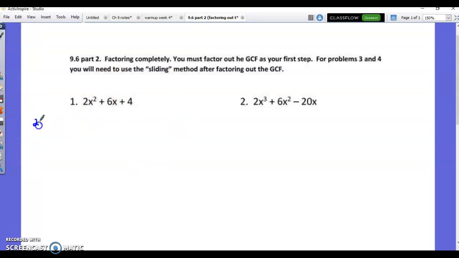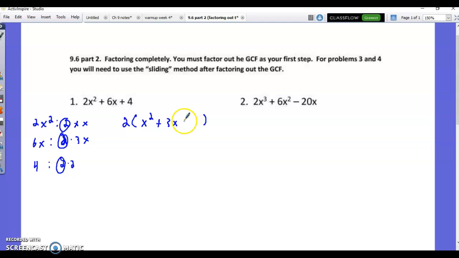So here I'm going to list my terms, 2x squared, 6x, 4. We need to find our GCF. This will be 2 x's. 6 is 2 times 3. So 2, and 1x, and then 4 is 2 times 2. So our common term in all three is going to be a 2. And that's it. So now I have to put in my middle part, where that's going to be an x squared plus 3x plus 2.